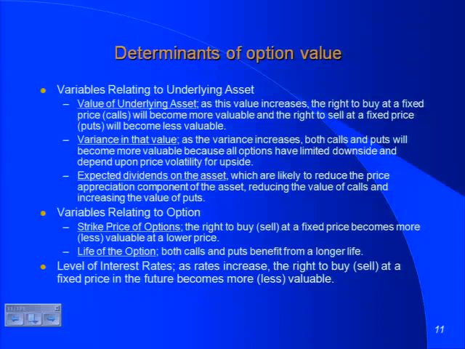The other variable relating to the option is the life of the option. You'd much rather get this right for 5 years than 2, 2 years rather than 6 months. The longer the life of the option, the more valuable all options become. So you've got the 3 variables relating to the underlying asset, 2 relating to the option.